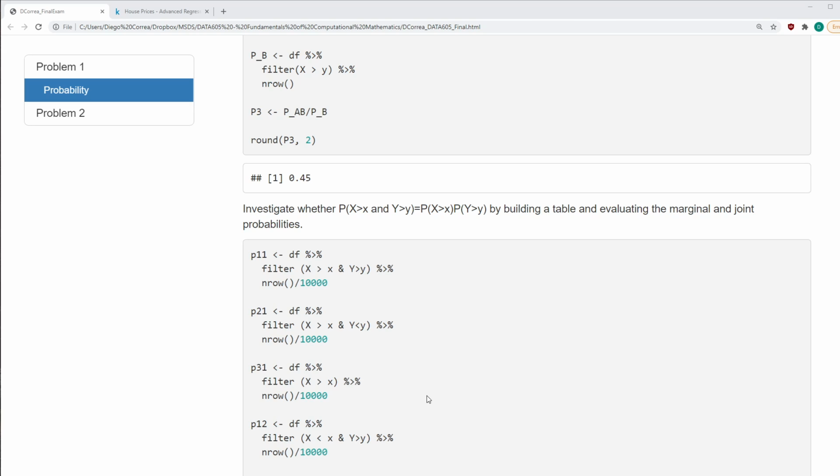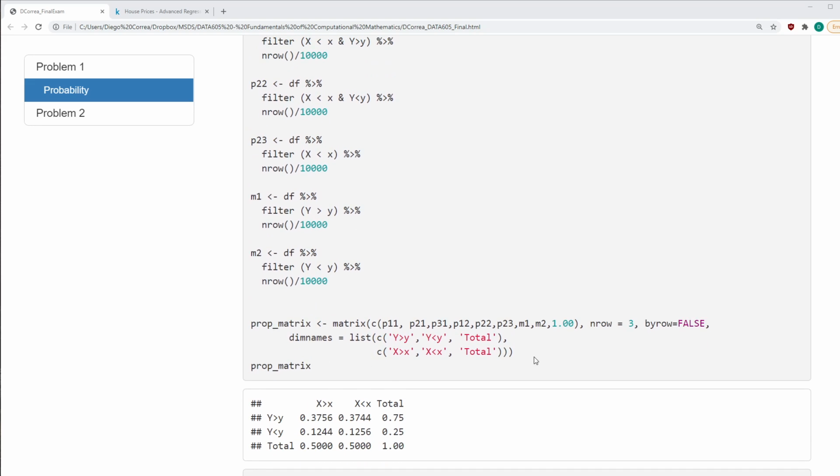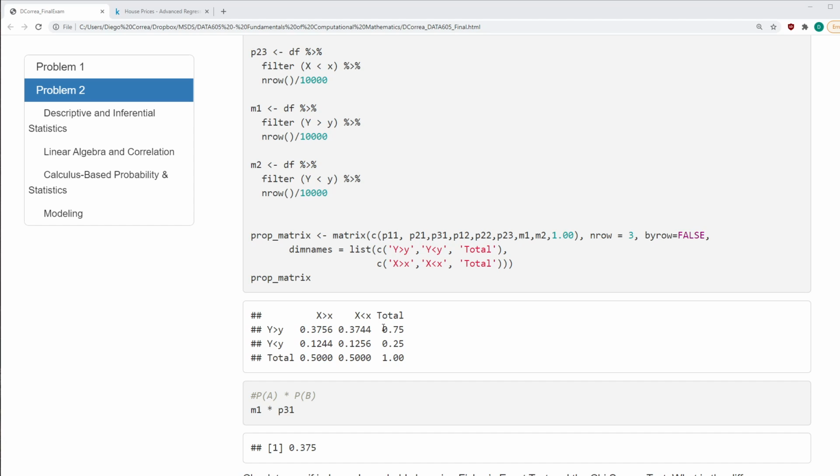Next, investigate whether the probability of x greater than the median of x and y greater than the first quartile of y is equal to the probability of x greater than the median of x times the probability of y being greater than the first quartile of y, by building a table and evaluating the marginal and joint probabilities. I calculate the probability of each, and then I store that into a matrix, and you can see here a matrix with the marginal probabilities on the outside and the joint probabilities on the inside.